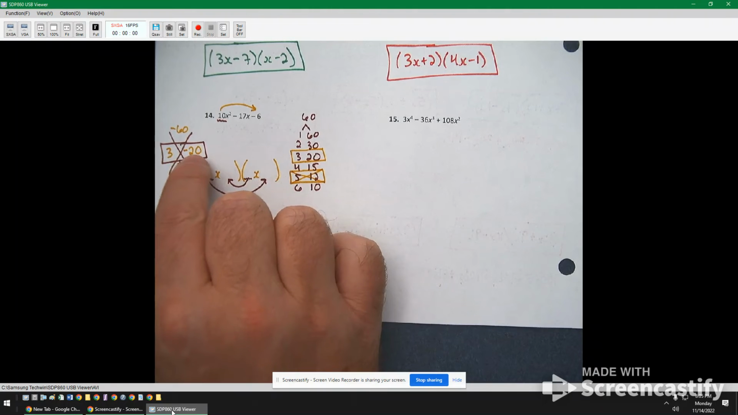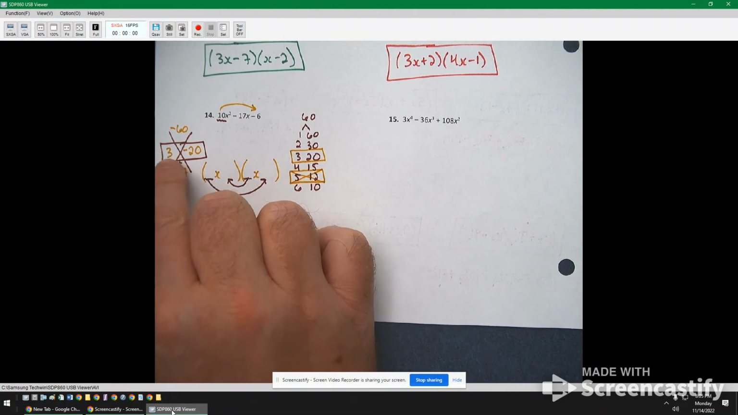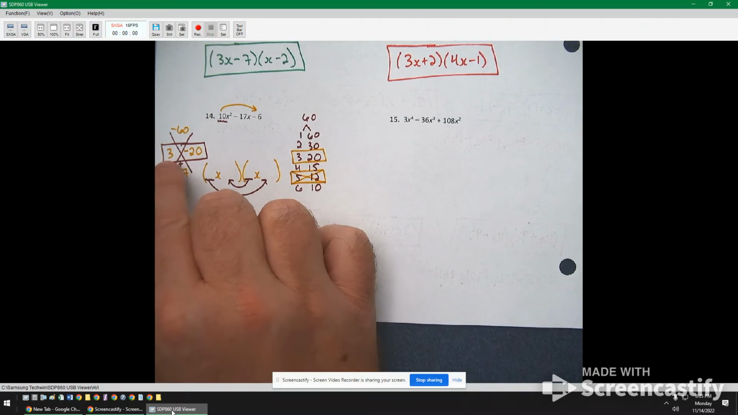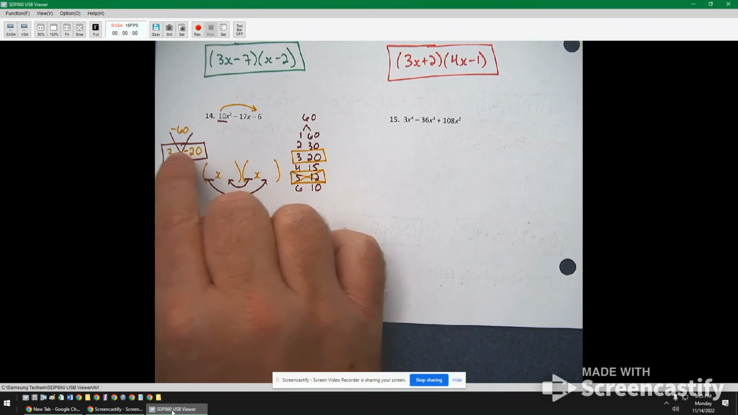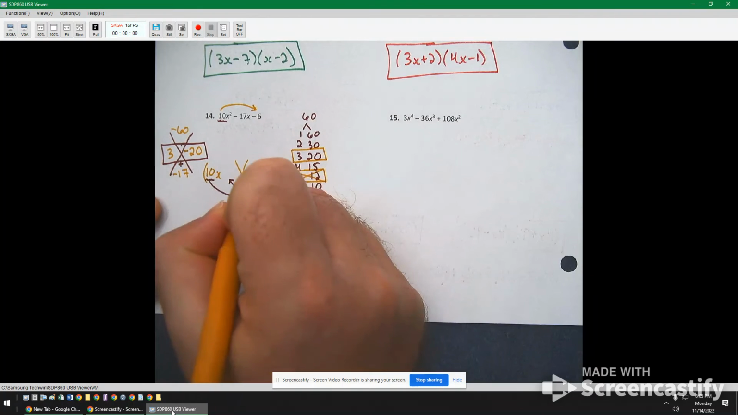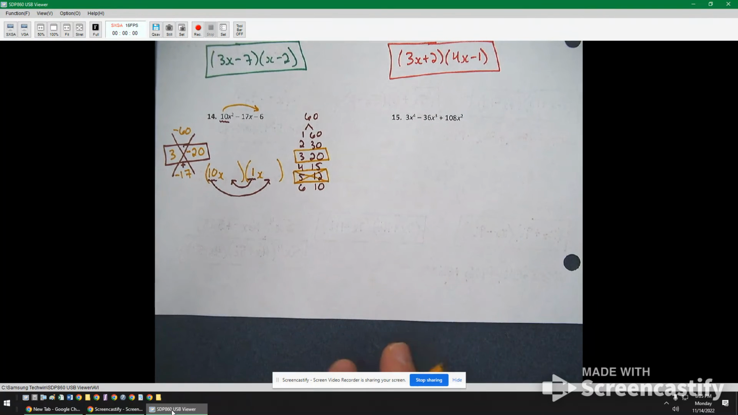2 could build the 20, but 5 cannot build the 3. So 2 and 5. Well, wait, what if I did the 5? Yeah, but then the 2 couldn't build the 3. So either way, 2 and 5 is not going to work. That means I'm stuck with 10 and 1. I'm going to choose to put the 10 there and the 1 there. I could have flipped those around. It doesn't really matter. Now, I don't have a choice.